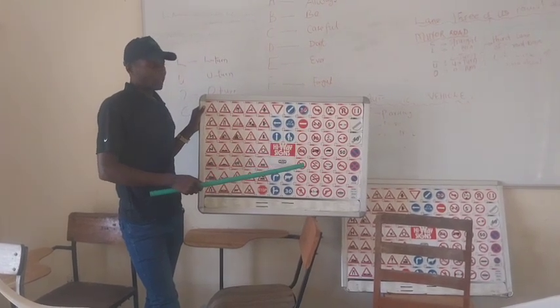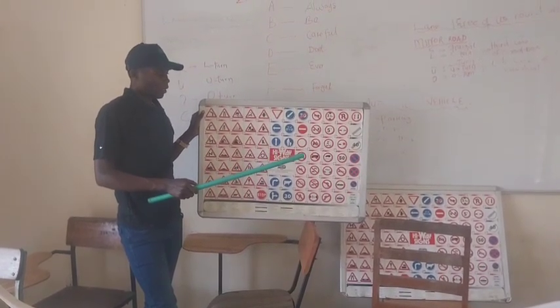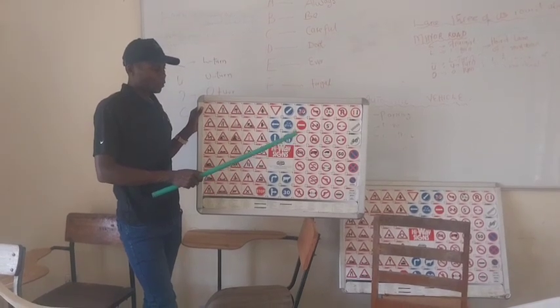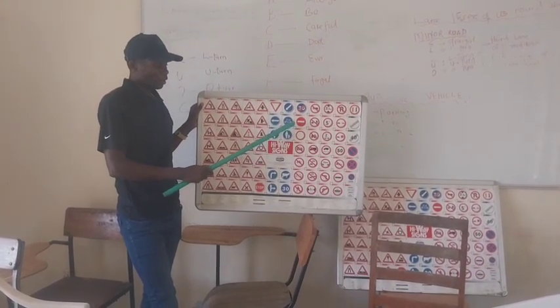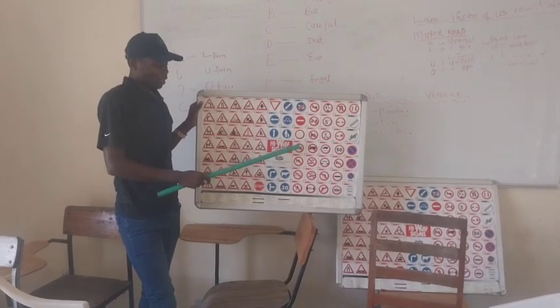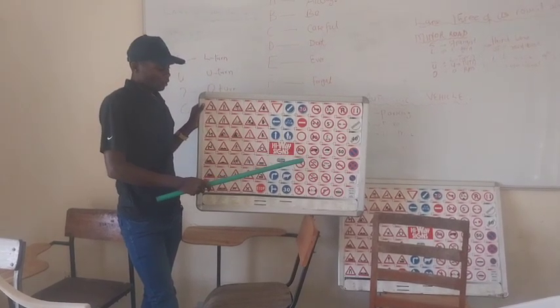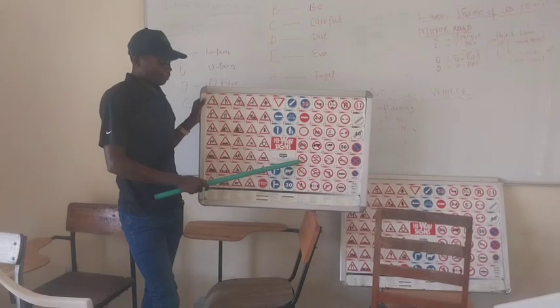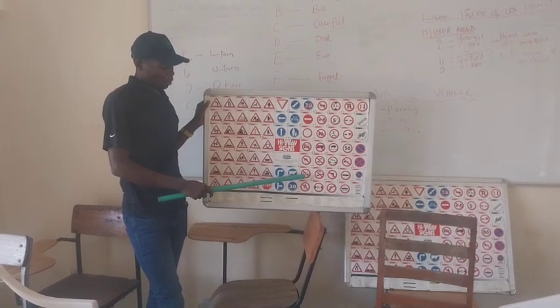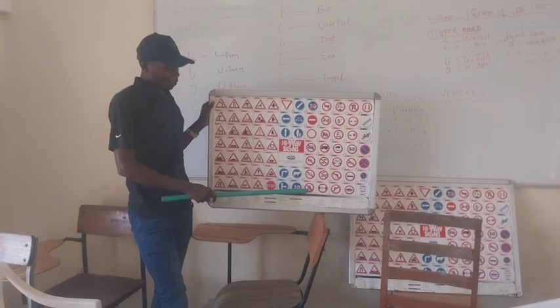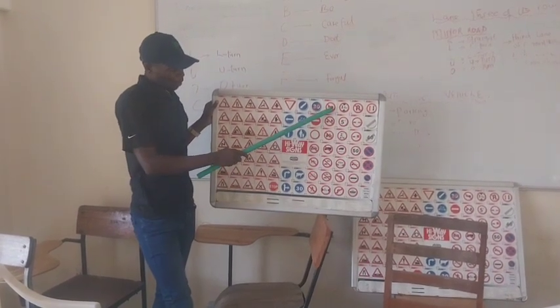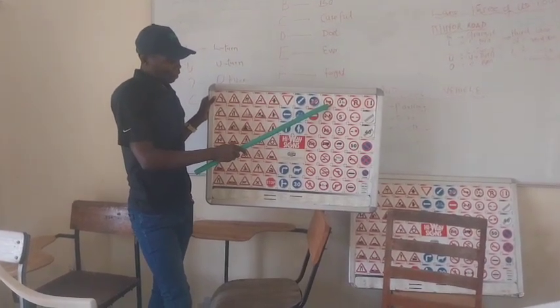These are signs that give information and order at the same time. For example, this one is no entry. This is road closed. No entry for saloon car. No entry for motorcycle. No entry for bicycle. No entry for pedestrians. No entry for animal drawn vehicle.